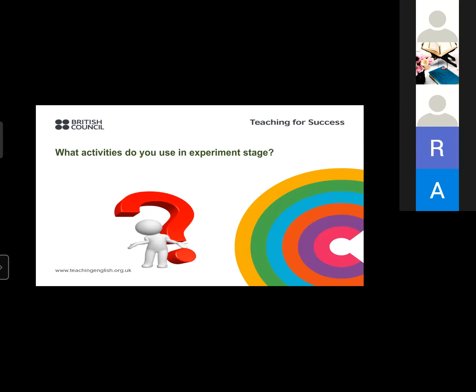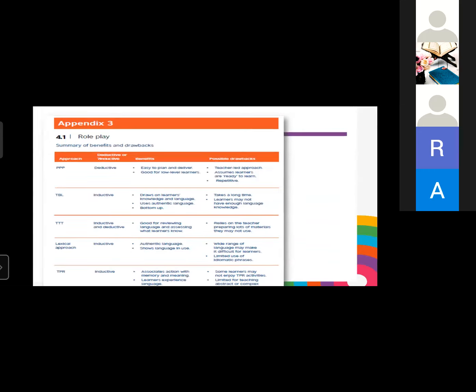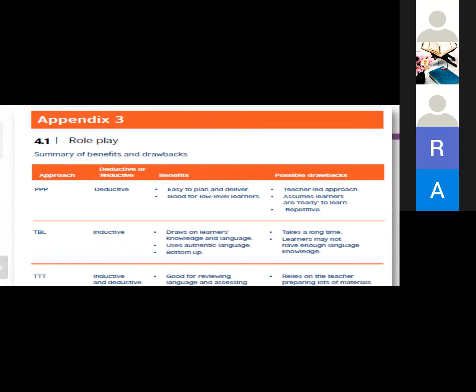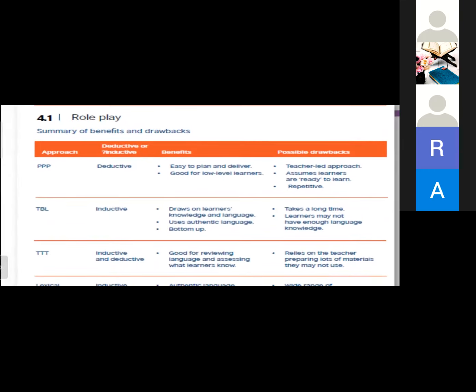Listening to records. Maybe listening to a record, okay, but after listening to a record, we can ask them to complete or fill in the gaps or choose the correct answer. For example, we do make, or read, a mistake, for example. So they choose we make a mistake. Okay, so here are some activities. Okay, role play, summarize benefits and drawbacks.